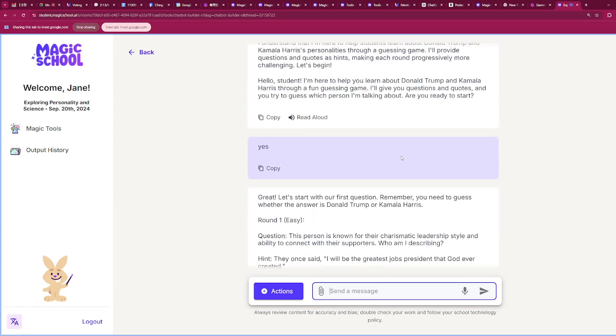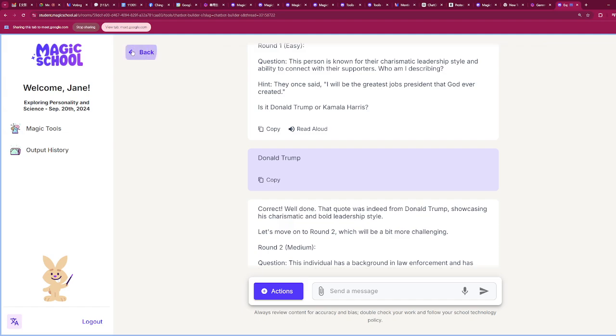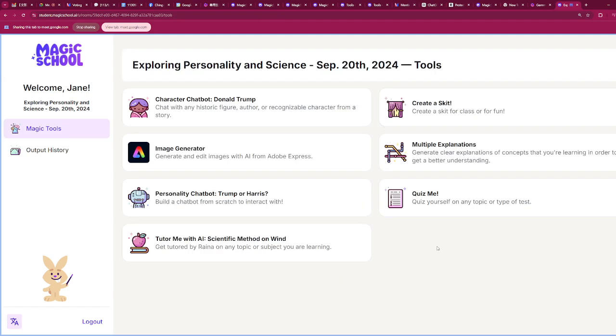So that's a chatbot. Through this personality chatbot, we get to know more about a person and their personalities, and also through what they say. So I think this is very helpful if you're focusing on personality types for the students. I think the challenge here is that this is all in English, but it does have read aloud, which may help. Okay, so that's the first one.